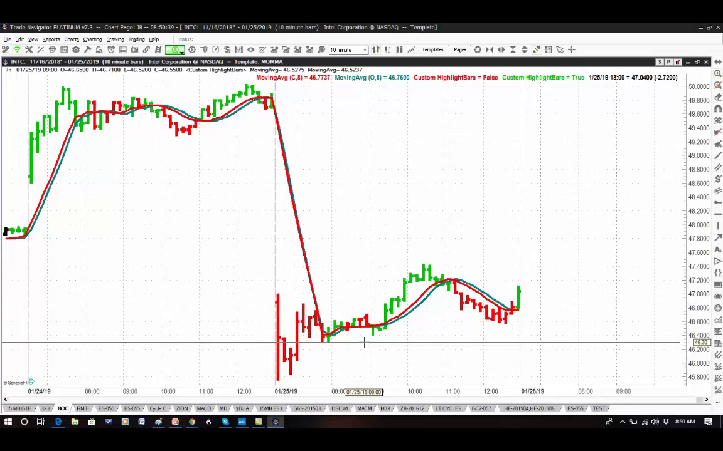But remember, in order to do this successfully, you need to be sitting there watching the market all day long, or at least for the first hour or two on the opening, when you get these big gap down openings.